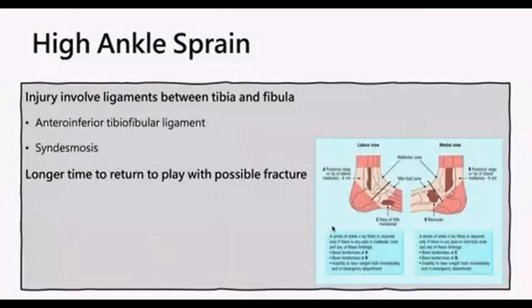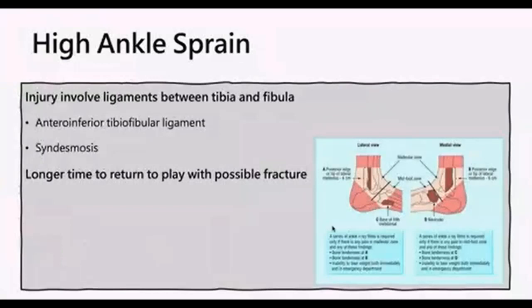And what about high ankle sprain? It's a little bit different from lateral ankle sprain. So it involves the ligament between the tibia and fibula, including the anterior inferior tibiofibular ligament and also the syndesmosis. For this kind of injury, it takes more time to return to play.